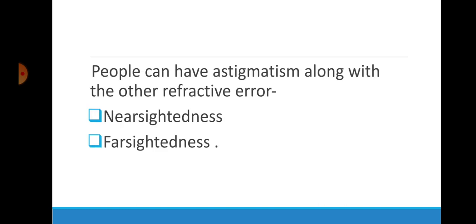Now people can have astigmatism along with other refractive errors. It can be nearsightedness or myopia, or farsightedness or hypermetropia. If astigmatism is present along with myopia, it is called myopic astigmatism, and if astigmatism is present along with hypermetropia, it is called hypermetropic astigmatism. There are some types of myopic and hypermetropic astigmatism which I will discuss with you all in the next video in Sturm's conoid.